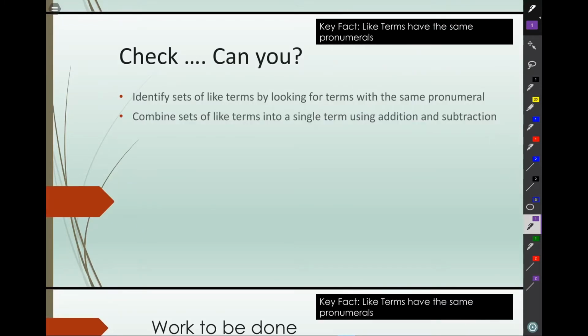So we're going to just check in here. What we should be able to do now by the end of this lesson is be really good at identifying sets of like terms and combining our sets of like terms into one single term by simply adding or subtracting the number out in front of our like terms.